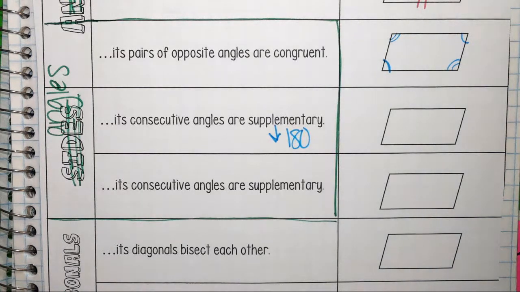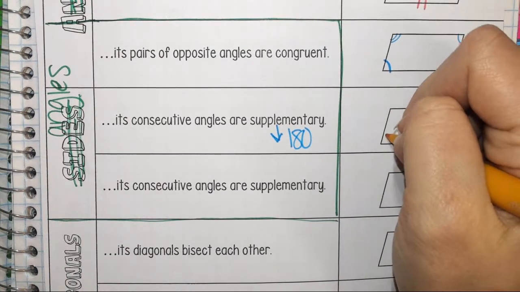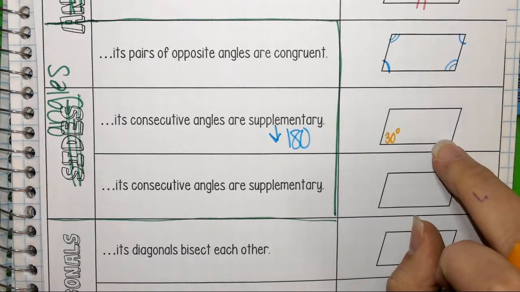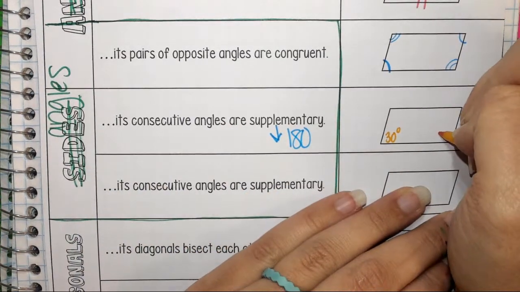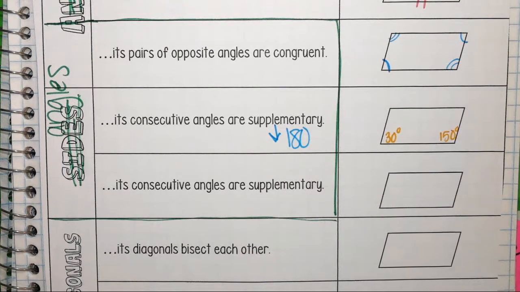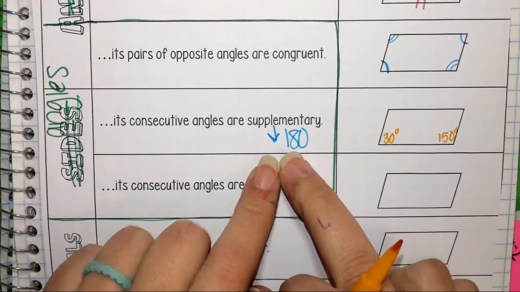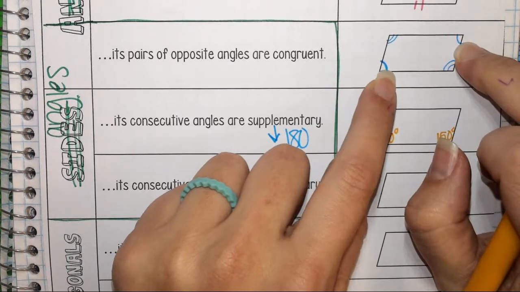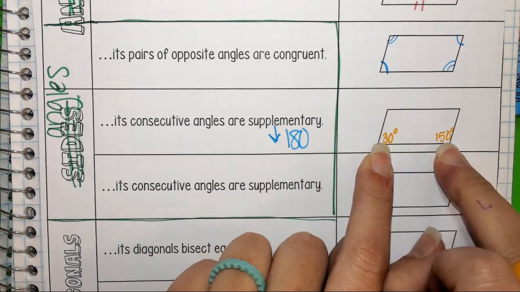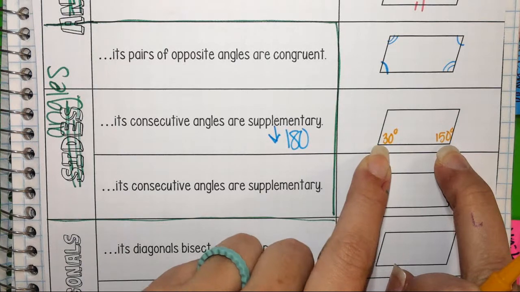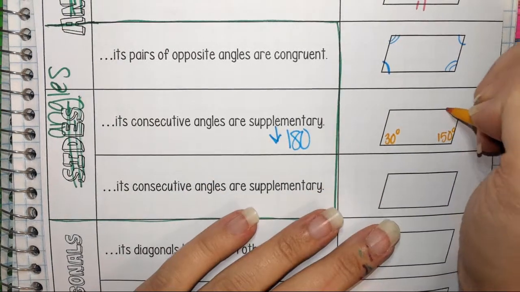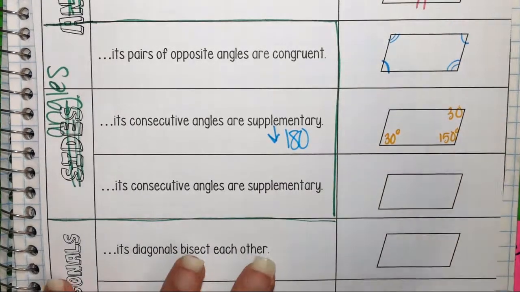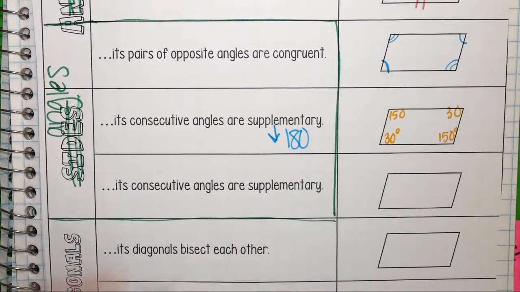So that means that if this was 30 degrees, what would the bottom right angle have to be? Listen to what we just said. 150. Because they have to add up to equal what? 180. We said that opposite angles are congruent. These two are not opposite, they're consecutive. So you would do 180 minus 30, and that would give you 150. Now, what would the top right angle be? 30. And what would the top left be? 150. Awesome.